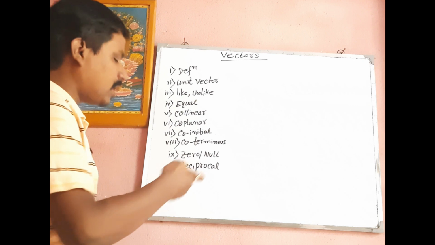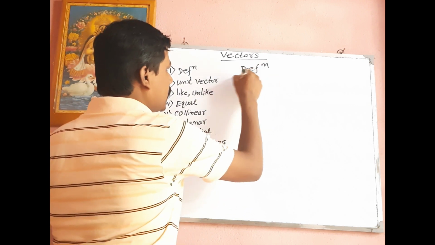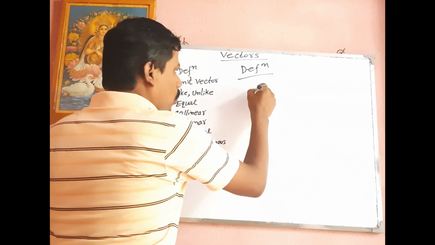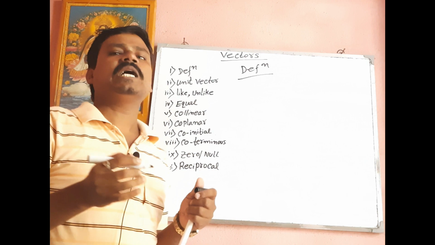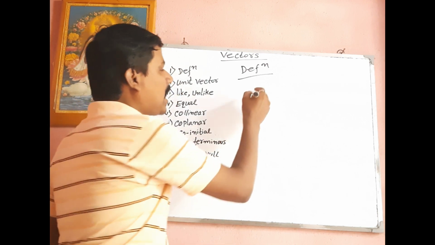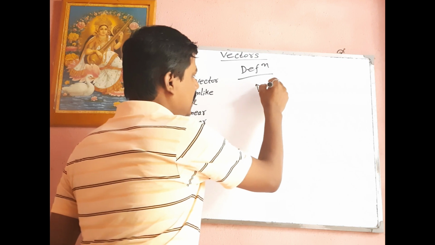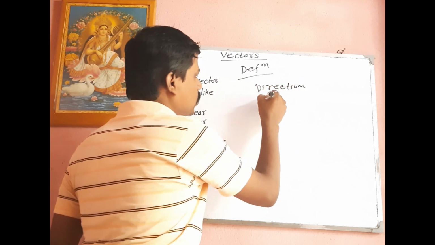At first we are discussing the definitions. In this definition part, what is the vector? Vector is a directed line segment. That is, vector has a direction and magnitude.